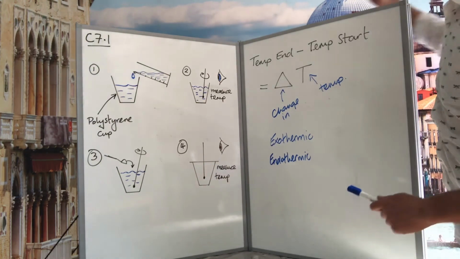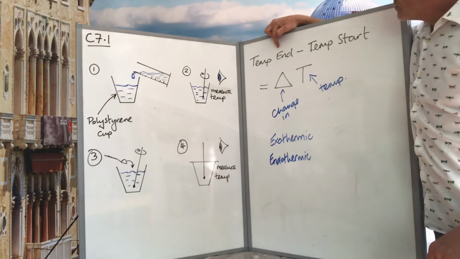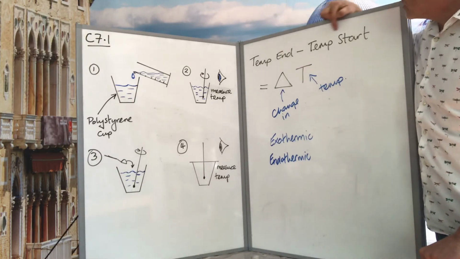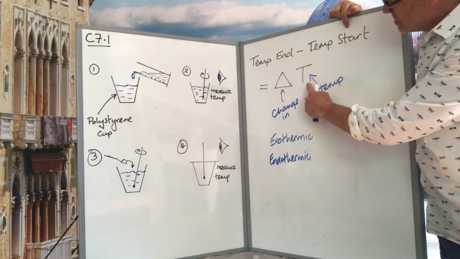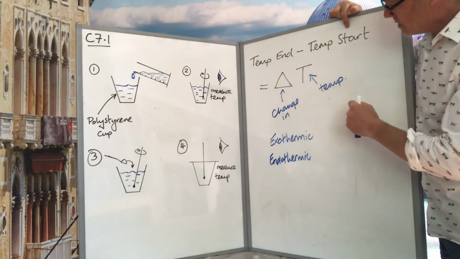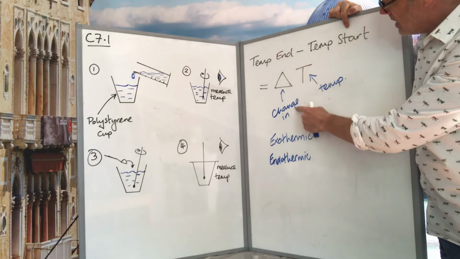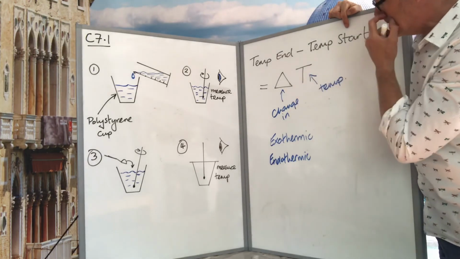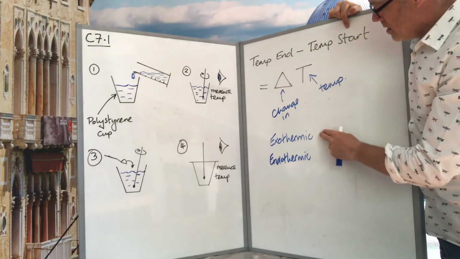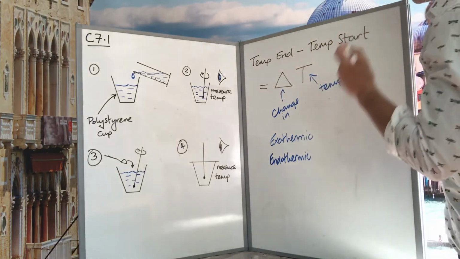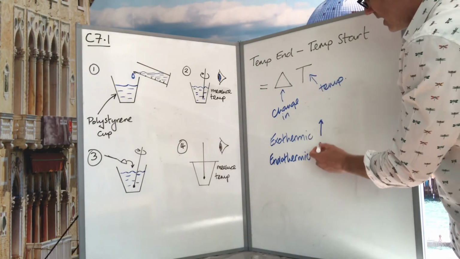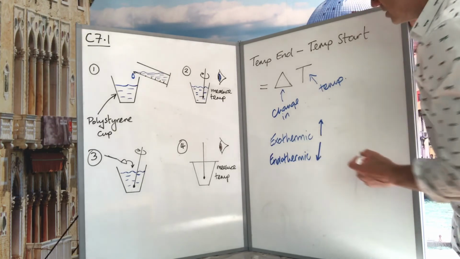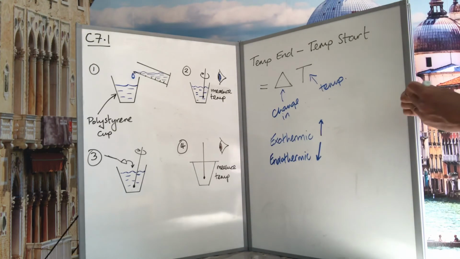Okay, so what does this give us? If we take the end temperature and we subtract the starting temperature, it gives us delta T, okay, which is the change in temperature. This is the Greek letter delta. So in an exothermic reaction, the temperature is going to increase, and in an endothermic reaction, the temperature will decrease.